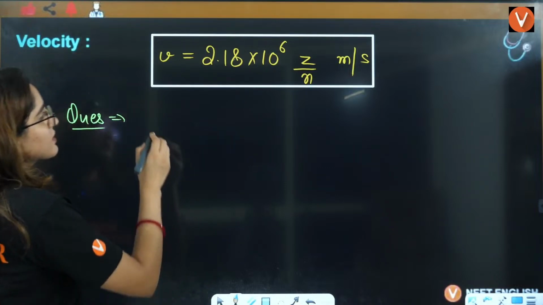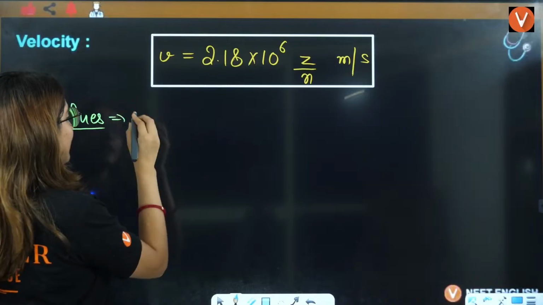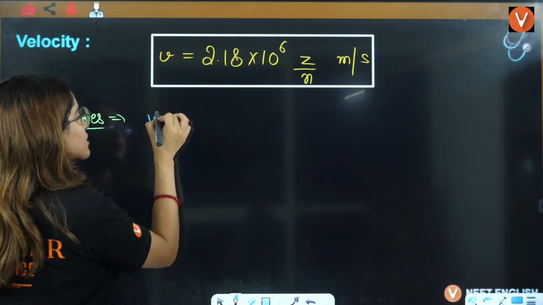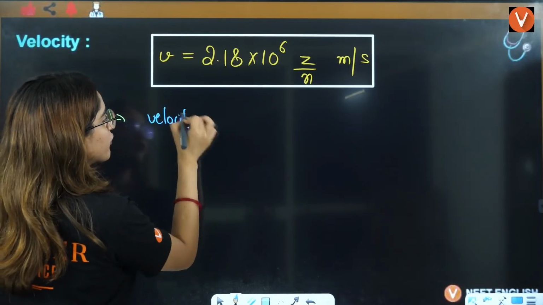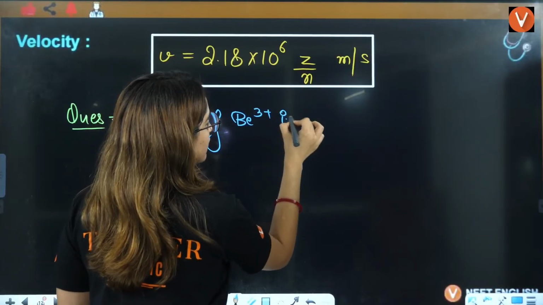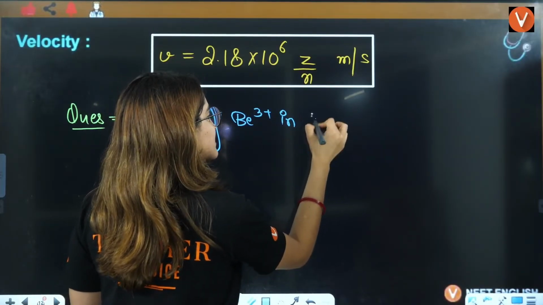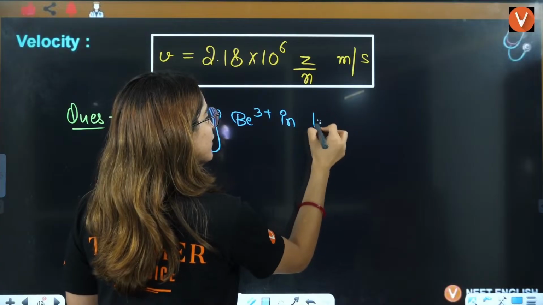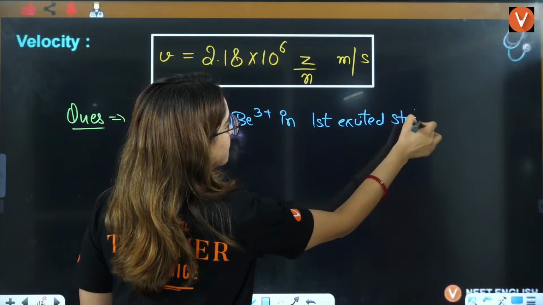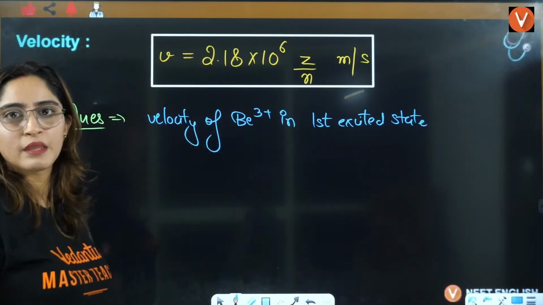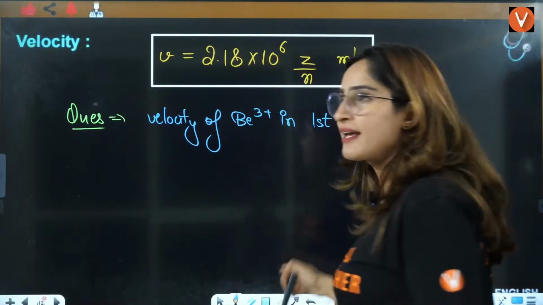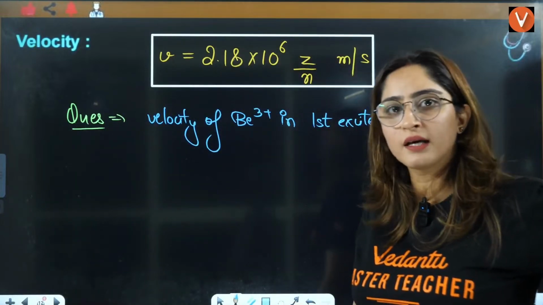So the question is that you have Z and N here. So simply, they can ask you the velocity of beryllium 3 positive in the first excited state, or they can say second excited state. Okay, in first excited state. They can also ask you in second excited state, right?